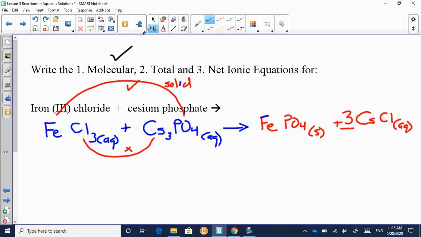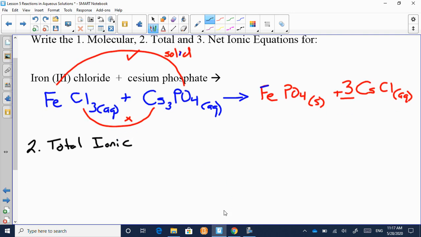Okay, so that's what we call the molecular equation. It's a balanced equation, it's got the aqueous in the right spots, and it's got the solid in the right spot. Okay, now let's do the total ionic. All right, so I'll say here 2, the total ionic equation. Okay, here we go. So anything that is aqueous, I've got to break up into its ions. So here we go.